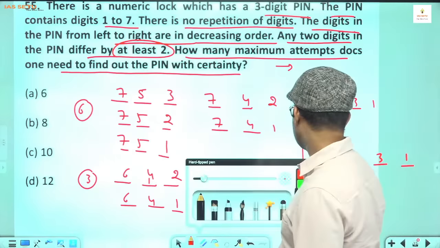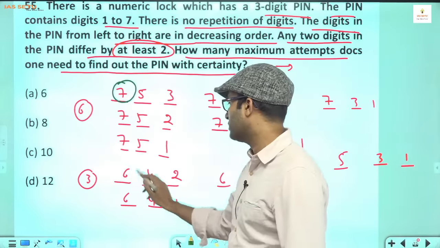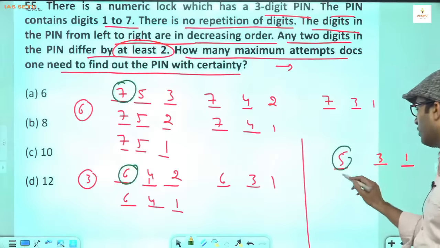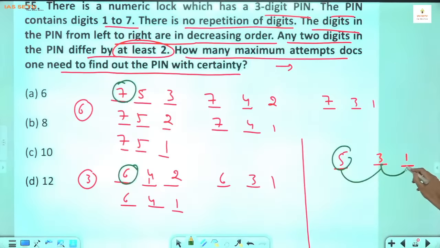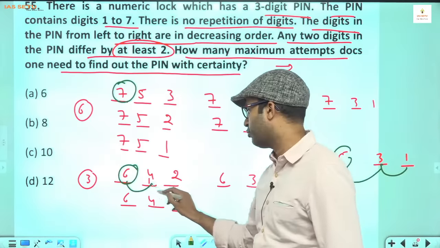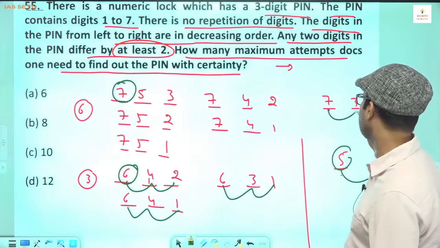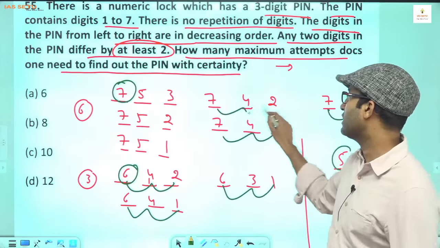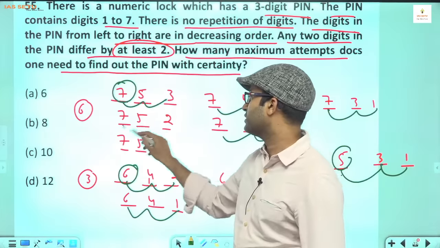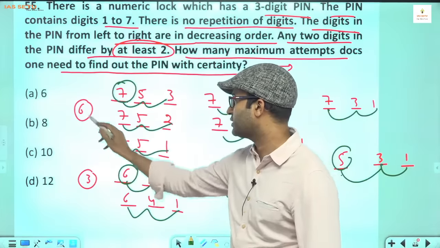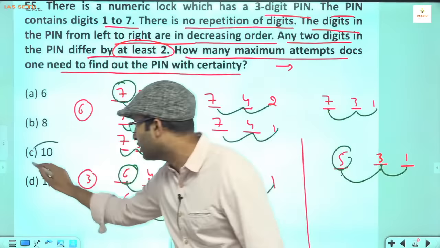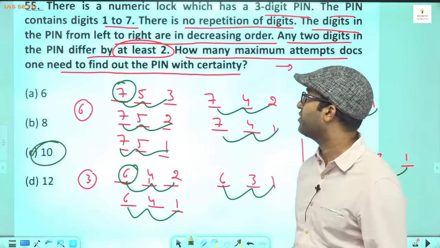At this place you can take either 7, 6 or 5, there has to be a gap of 2. 5 3 1, so no other possibility. 5 4 is not possible, 5 2 is not possible. With 6 you get 6 4 2, 6 4 1, 6 3 1. With 7 you have 7 3 1, 7 4 1, 7 4 2, 7 5 3, 7 5 2, 7 5 1. So 6 plus 3 is 9, plus 1 is 10. So the answer to question number 55 is 10.